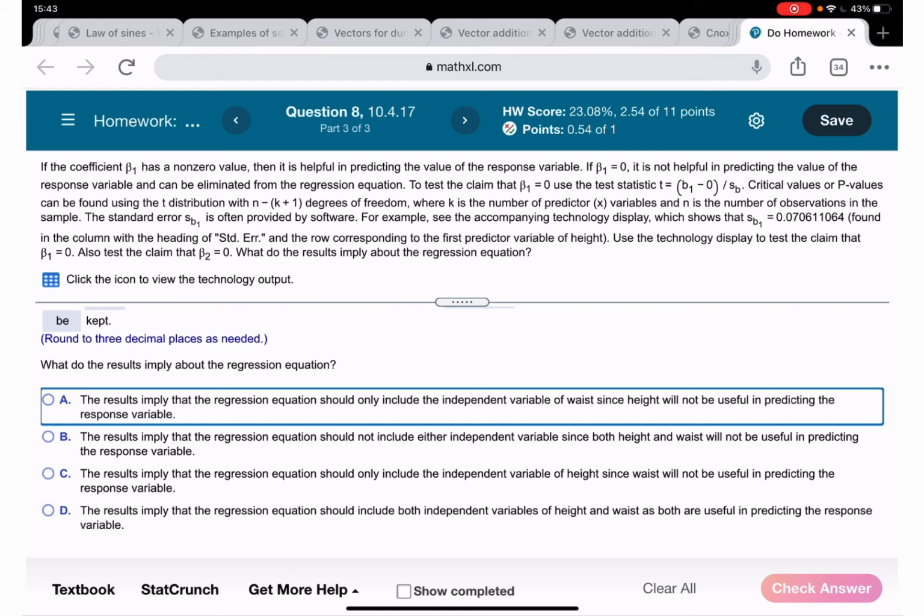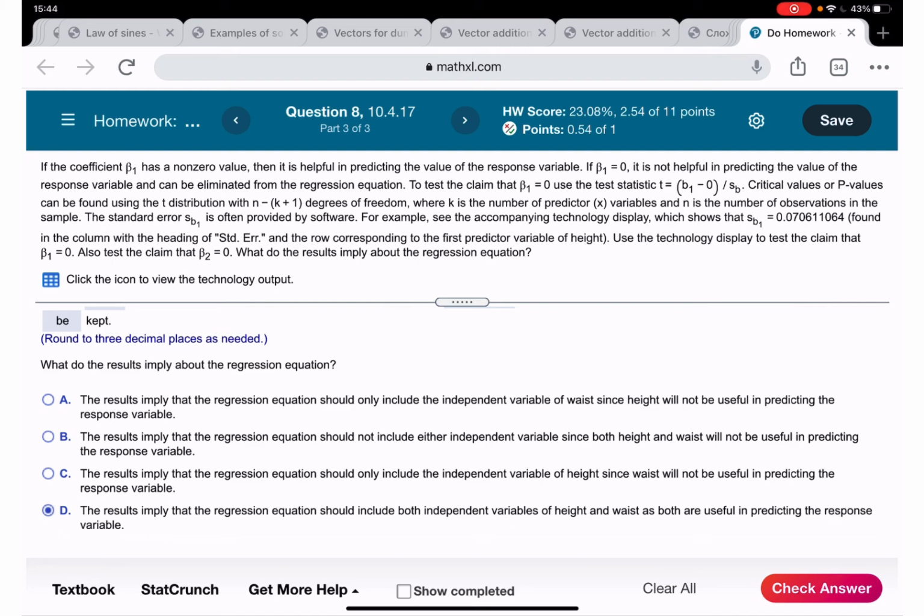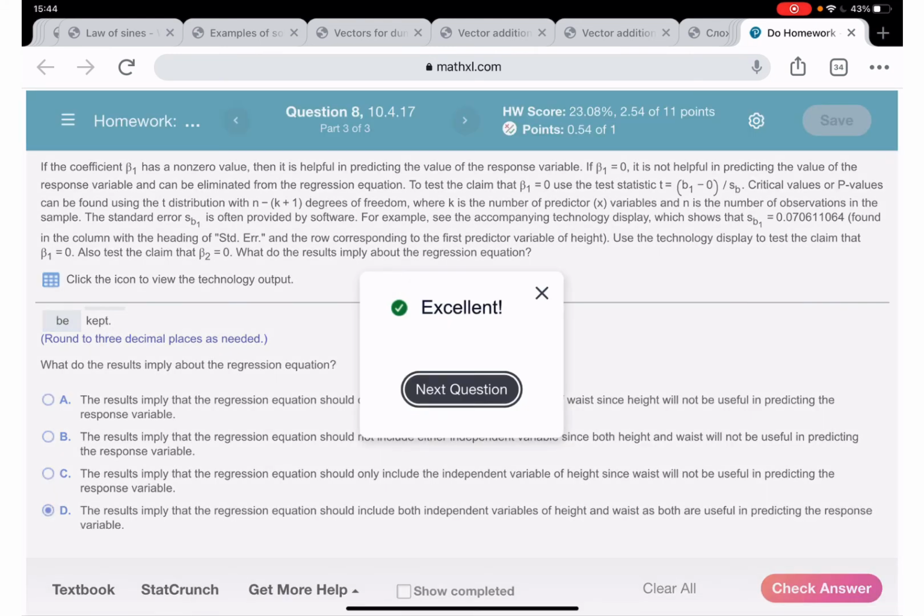So, the results imply that the equation should not include only one, it should include both. Here it is, D. Why do we include both? Because we accept alternative one, right? We support it, which means we should keep it. All right.